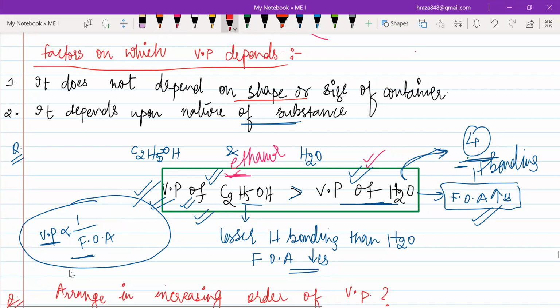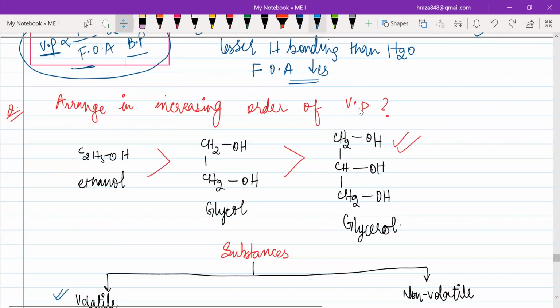Or you can write it, not a problem. Yes, sir, done. Now, there is a question: arrange in increasing order of vapor pressure.